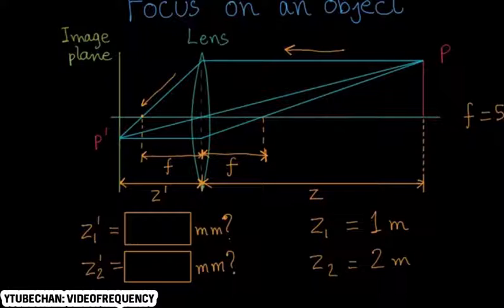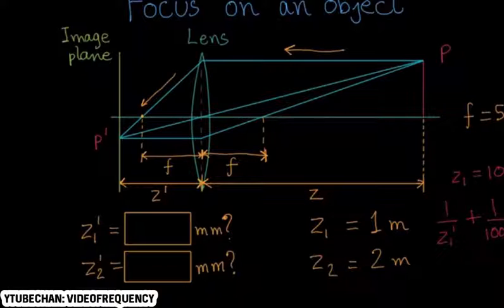As you might have guessed, we want to apply the thin lens equation. Let's make our units consistent by converting z1 to millimeters. Now applying the formula, we know that 1 by z1 prime plus 1 by z1 is equal to 1 by focal length. Solving this for z1 prime gives us 52.63 millimeters. Similarly for z2 prime, we have 51.28.